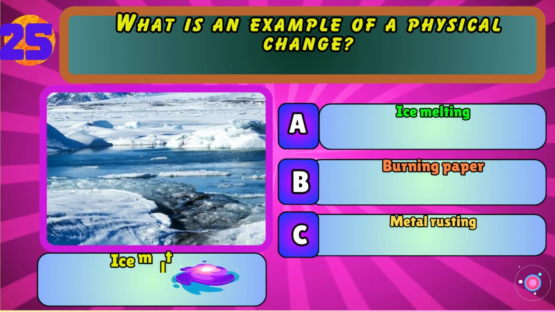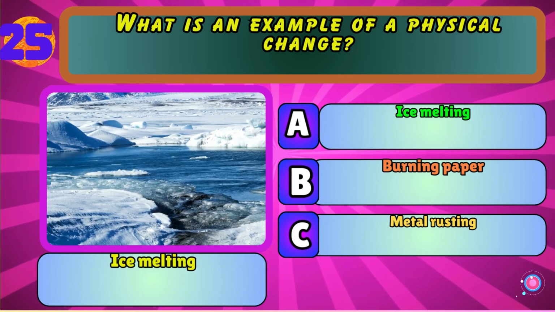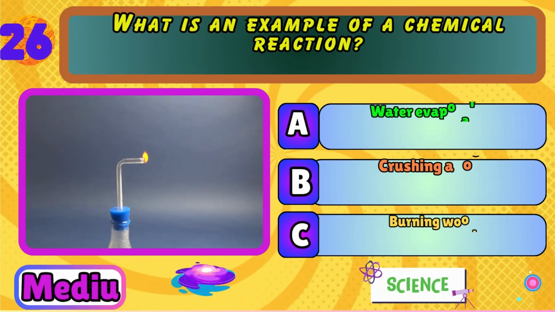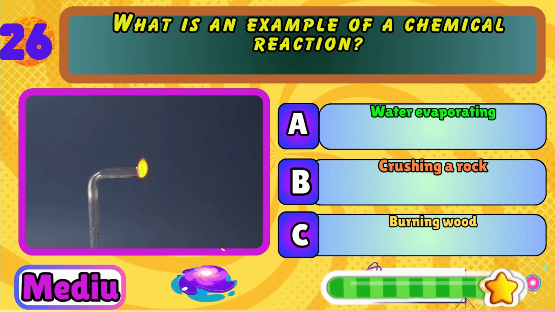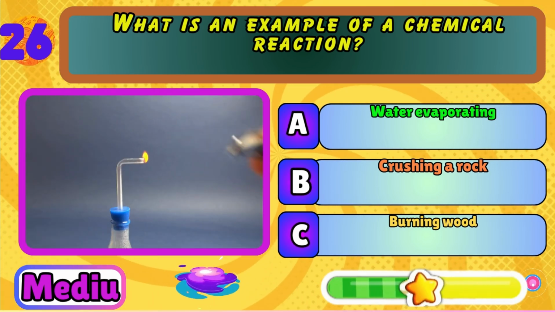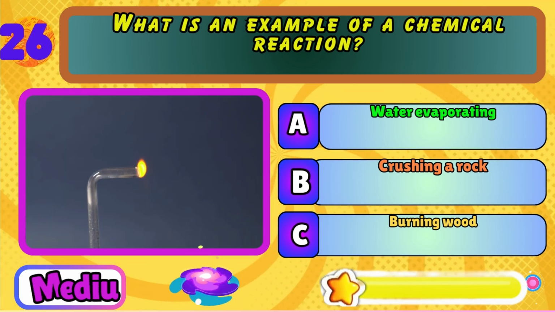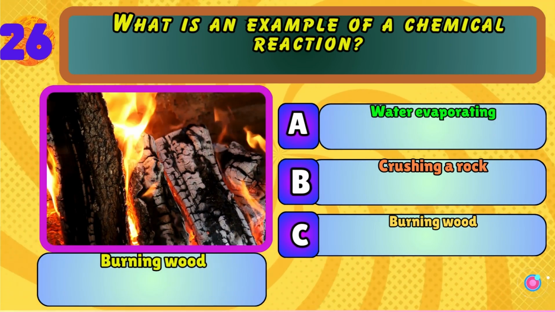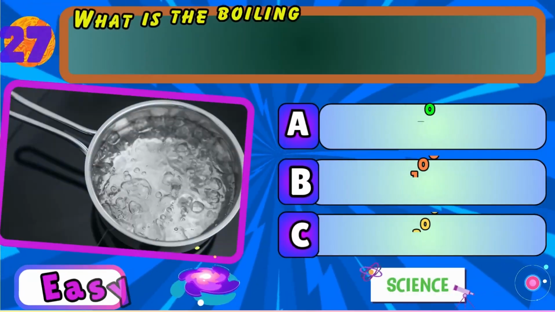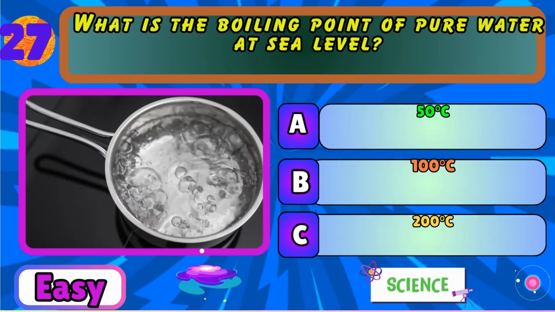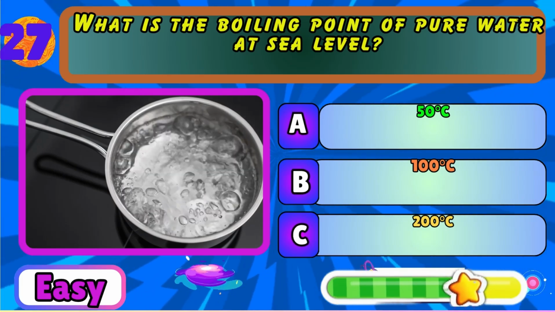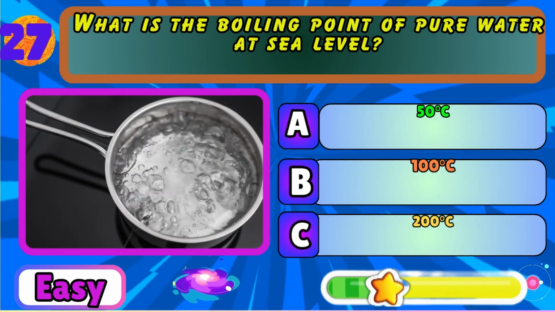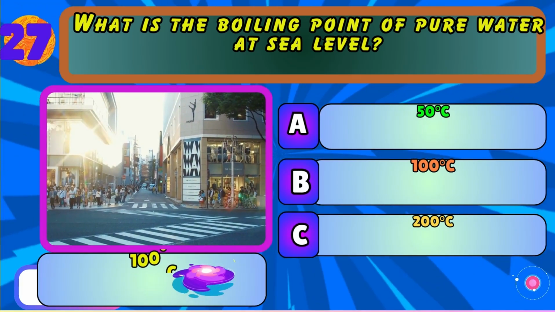Ice melting. What is an example of a chemical reaction? Water evaporating, crushing a rock, or burning wood? Burning wood. What is the boiling point of pure water at sea level? 50 degrees Celsius, 100 degrees Celsius, or 200 degrees Celsius? 100 degrees Celsius.